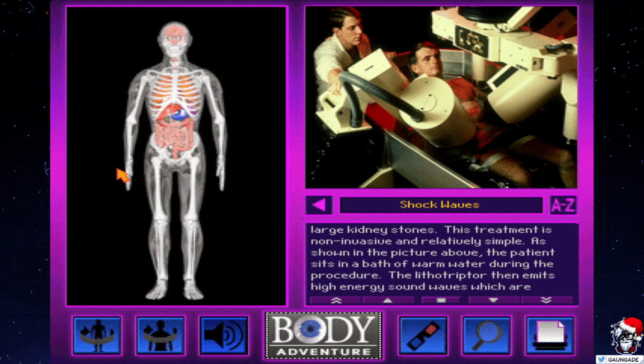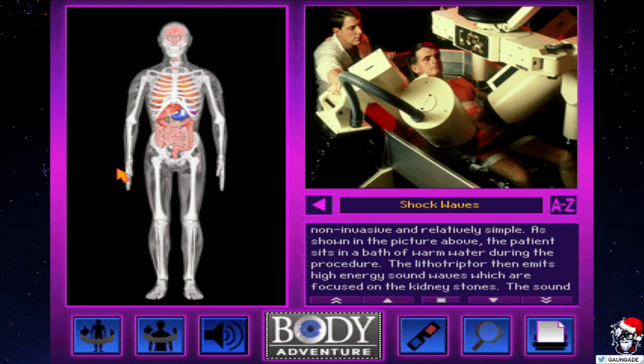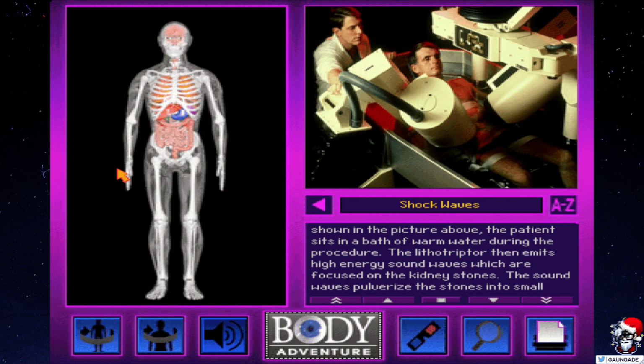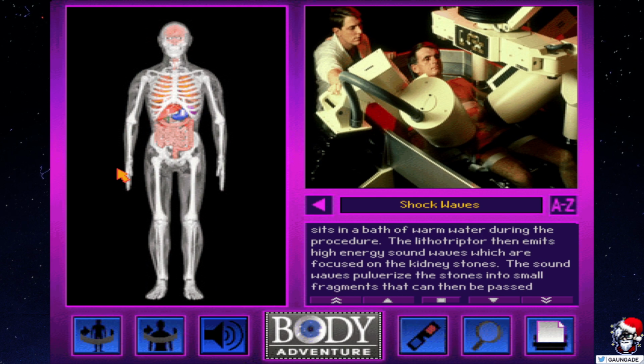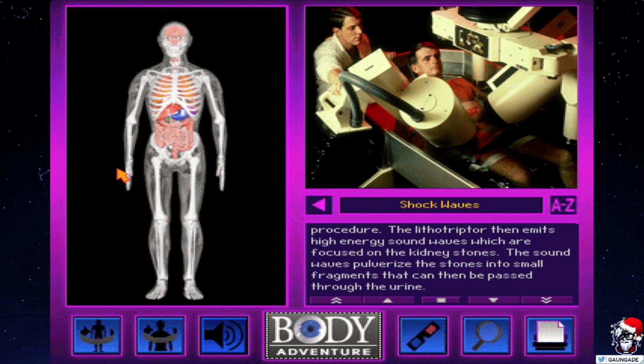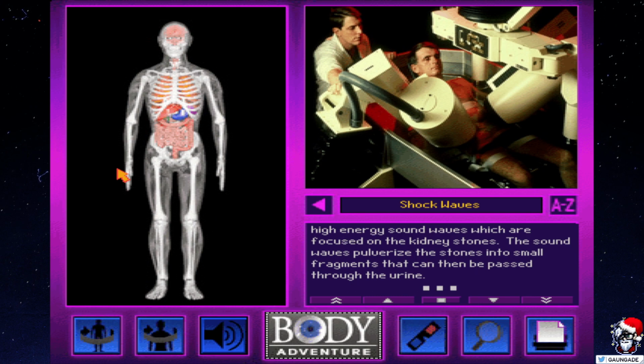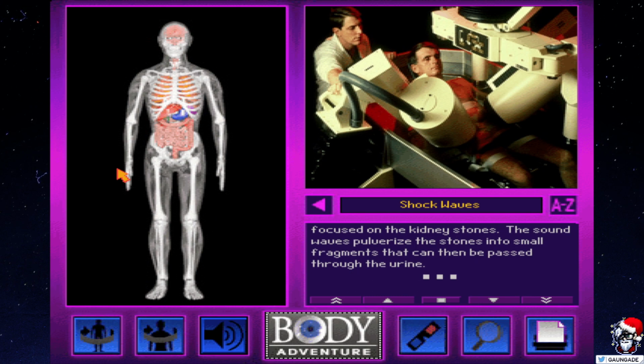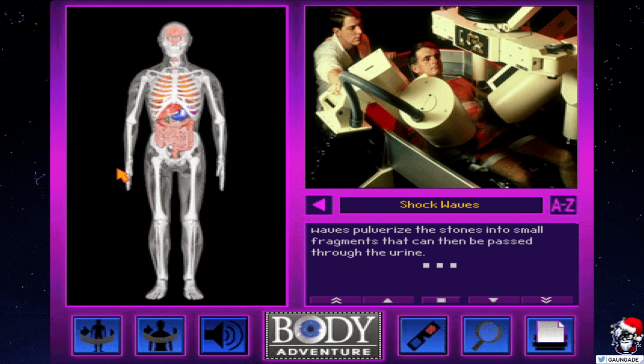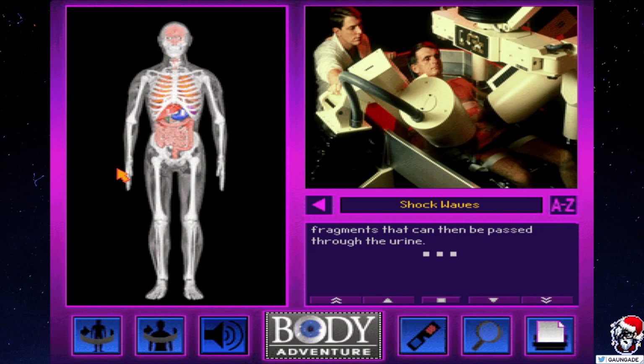As shown in the picture above, the patient sits in a bath of warm water during the procedure. The lithotripter then emits high-energy sound waves which are focused on the kidney stones. The sound waves pulverize the stones into small fragments that can then be passed through the urine. Wow. It's kind of epic.